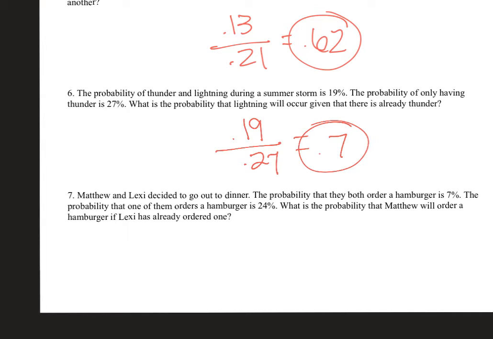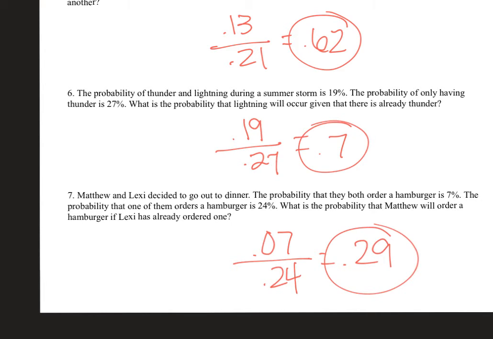Number 7, Matthew and Lexi decide to go out to dinner. The probability that they both order a hamburger is 7%. So that's 0.07. So 0.07 for both get a hamburger. The one of them orders a hamburger is 0.24. So 0.07 divided by 0.24. This is about 0.29 is your probability.